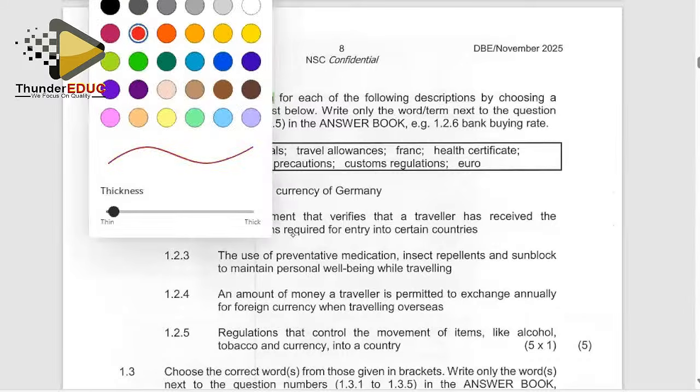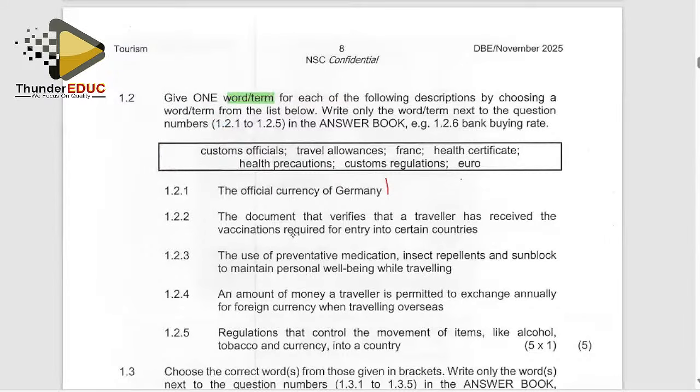Why are we saying the euro? Germany is part of the European Union. So they have adopted the euro as their official currency. So we have taken the euro there. Then the second question, the document that verifies that a traveler has received vaccination. So the key thing there is vaccinations. Vaccinations are associated with health precautions. So for 1.2.2, we are going with health precautions.